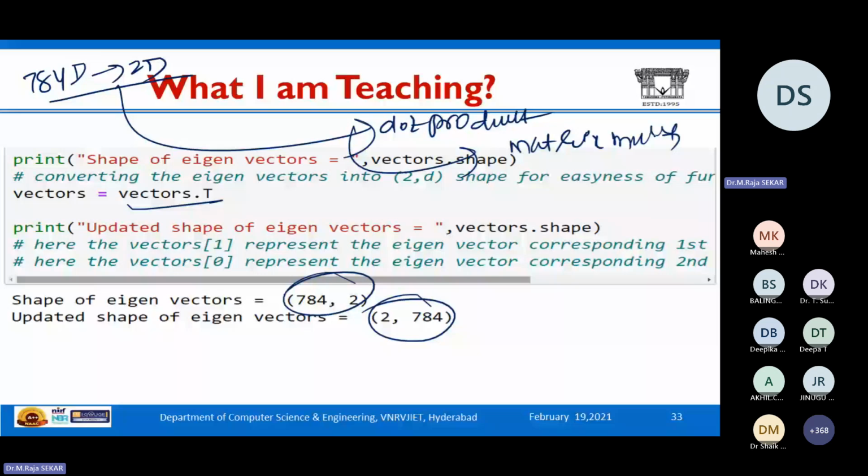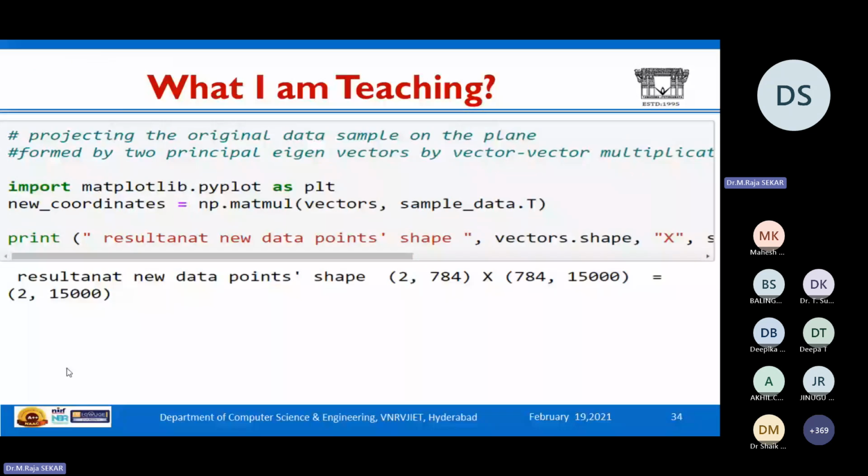Now what I am doing, updated vectors. Why am I requesting participants to mute yourselves? If there is anything to discuss, certainly we will discuss. Yes, actually here I am bringing things into a new coordinate system.